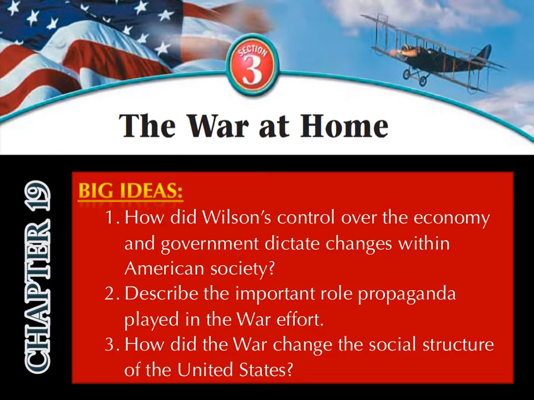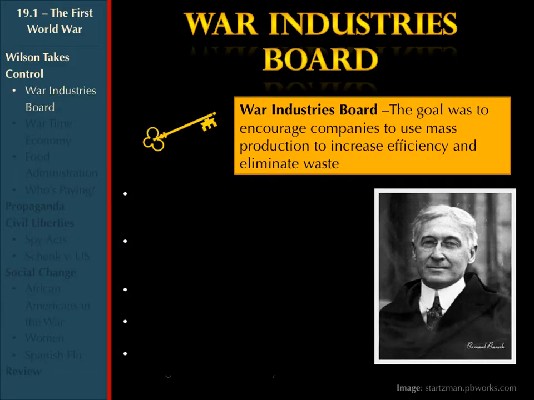All right, welcome to section 3 of chapter 19 covering World War One. In this one, we're going to talk about what's going on at home during the war. So, the big ideas are: 1, how did Wilson's control over the economy and government dictate changes in American society? 2, how would you describe the important role of propaganda? And 3, how did the war change the social structure of the United States? So let's look at first the War Industries Board.